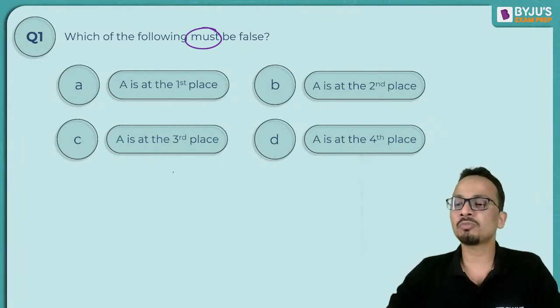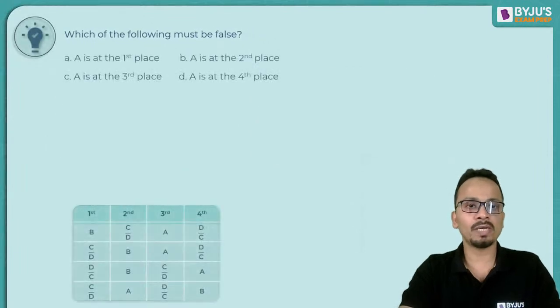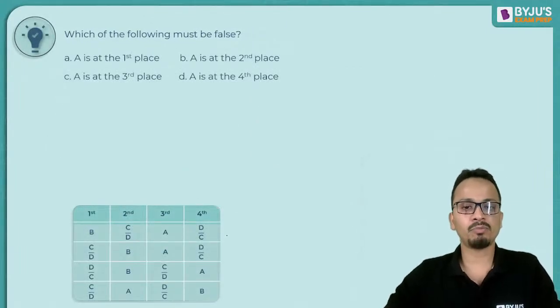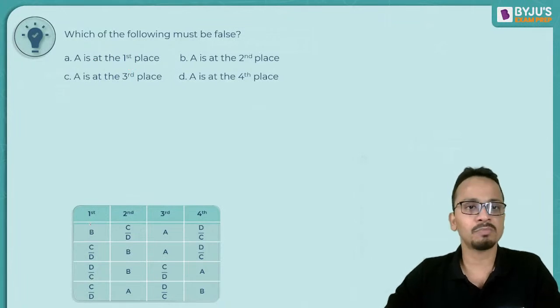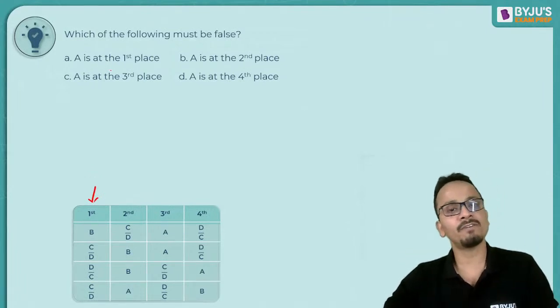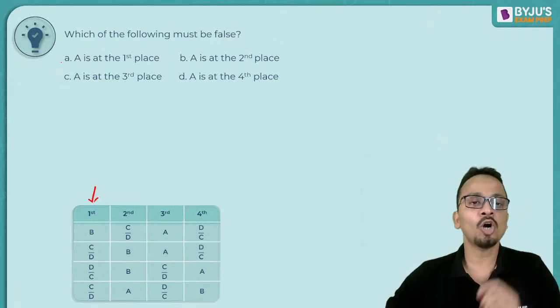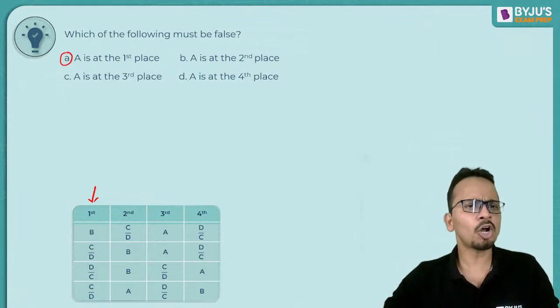So which of the following must be false? Okay, so let's look at the answer for this one. We had these possibilities at the bottom of your screen, which we have already made. Now, which of the following must be false? Option A says A is at first place. No, A is not at the first place. A will never be at the first place, and this is saying A is at the first place. So definitely I can say that option A is false. Now let me check other options as well.